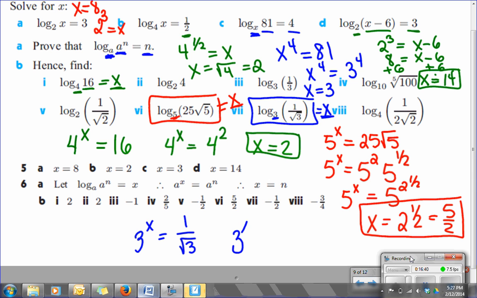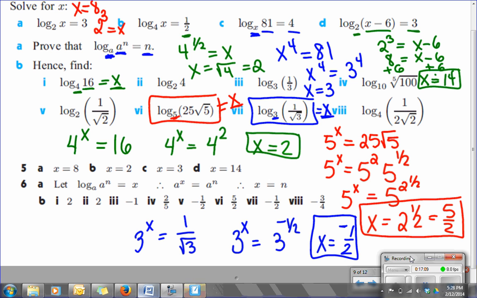So we've got 3 to the x equals, okay, we've got a square root, so that's going to be 1/2, and it's in the denominator, so our power is going to be negative. So 3 to the 1/2 gives us the square root of 3. 3 to the negative 1/2 gives us 1 over the square root of 3. So it's reciprocating it. Okay, we've got the same base on both sides, so x then is equal to negative 1/2.